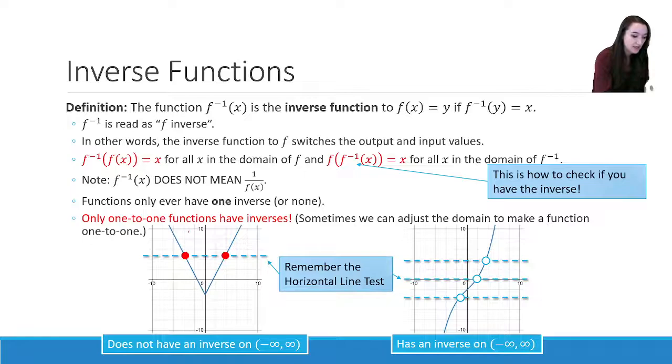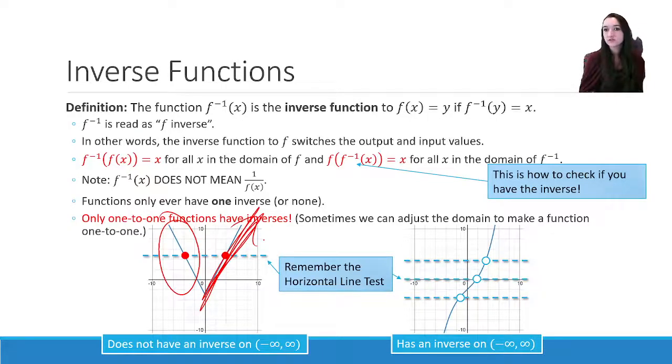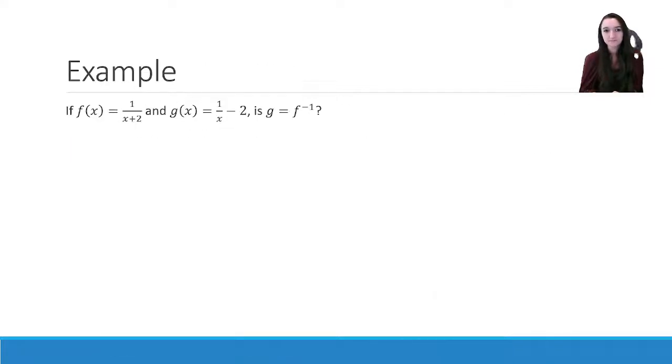If I cut out part of this graph, if I just removed this and only made it this one side, it would have an inverse because it would then become 1-to-1. But as long as I am including the entire graph that's there, this is not a 1-to-1 function, so it does not have an inverse on its full domain.